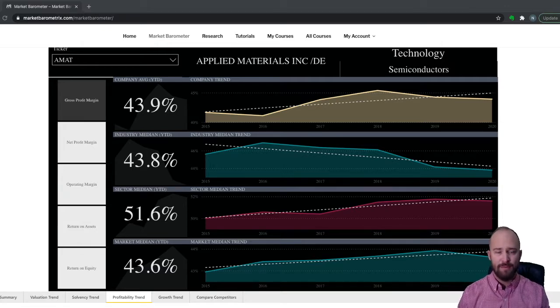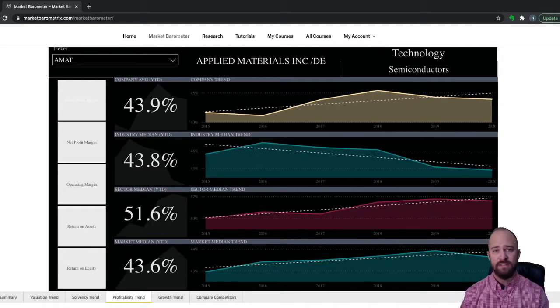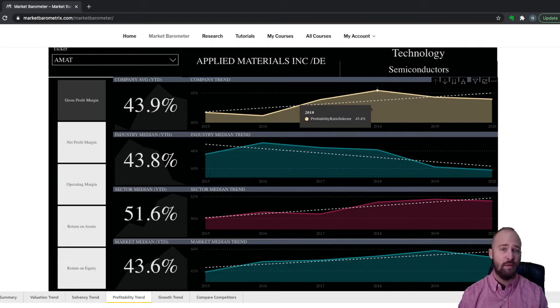So a quick recap of the software here and what it's telling us and how we use it, for those of you that are watching this video out of order. On the left, we have the bank of buttons that's going to allow us to select which financial ratio we want to look at. Clicking any of these buttons is going to update the charts and figures on the right. So this topmost chart in yellow is the specific company we have selected.